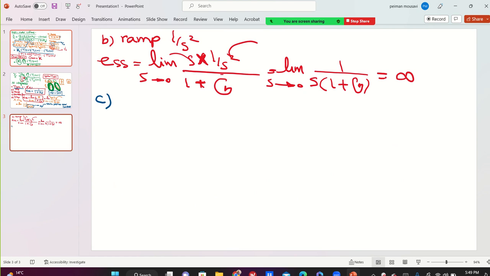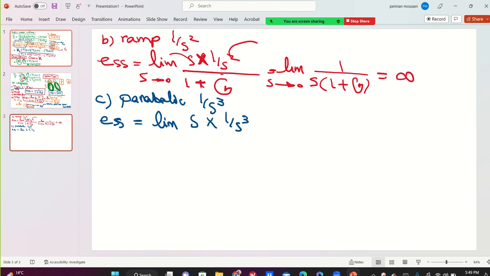Let us apply parabolic, 1 over s cube. So ESS is the limit of s multiplied by 1 over s cube over 1 plus G. Simply you see that this is going to be infinity. So done with this case.